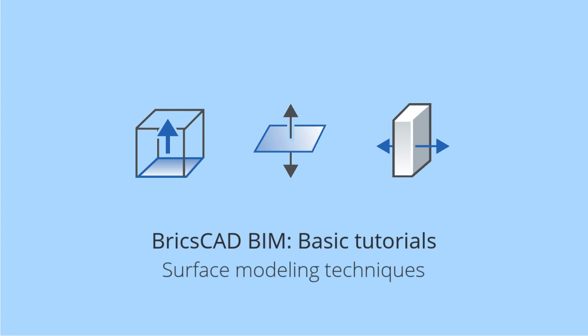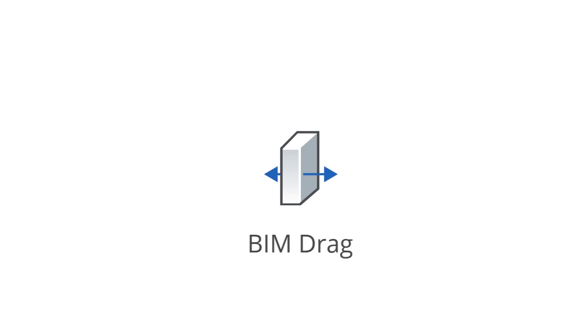In this video, we'll cover the three main features you can use to manipulate a surface: Extrude, Push-Pull, and BIM Drag. We'll start with Extrude. We'll highlight the surface and select Extrude from the quad.